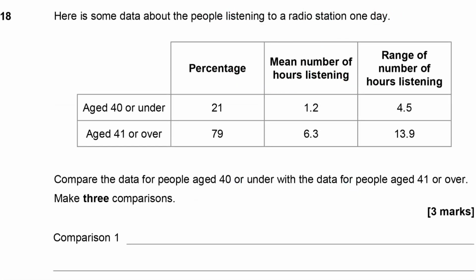Question 18. Here is some data about the people listening to a radio station one day. And I can see that I've got age 40 and under and age 41 and over. We've got the percentage listening, we've got the mean number of hours listened, and we've got the range of number of hours listening. Compare the data for the people age 40 and under with the data for the people age 41 and over. Make 3 comparisons. Okay. Well, first off, let's compare like with like.